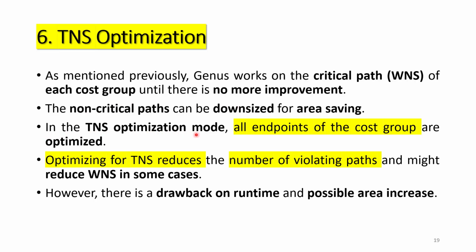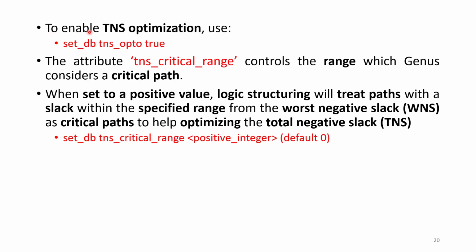In the TNS optimization mode, all endpoints of the cost group are optimized. Optimizing for TNS reduces the number of violating paths and might reduce worst negative slack in some cases. As I told you, total negative slack is the summation of individual worst negative slacks. However, there is a drawback on runtime and possible area increases. To enable TNS optimization, you have to use this particular command: set_db tns_auto true.